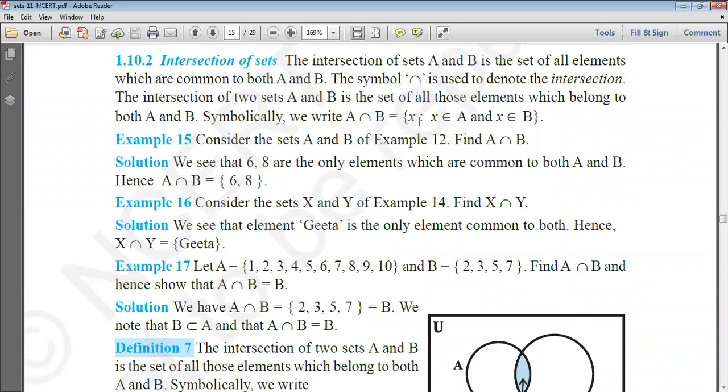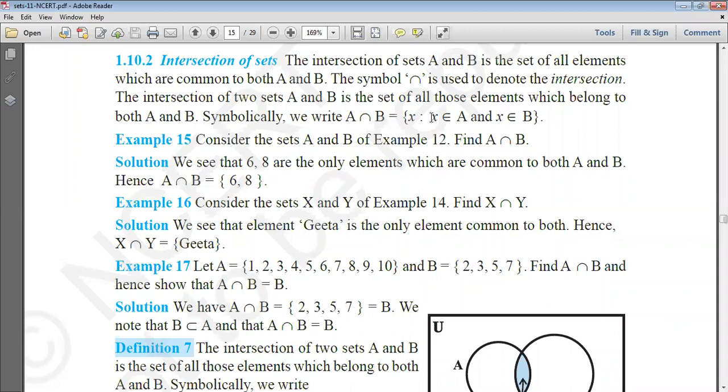A intersection B is equal to X such that X belongs to A and X belongs to B. If you observe the definition, first X must belong to A and it is not or, it is not or, and X belongs to B. That means only those elements are in the intersection which belong to both A and B. If X belongs to A and X belongs to B also, that X will be in this collection.